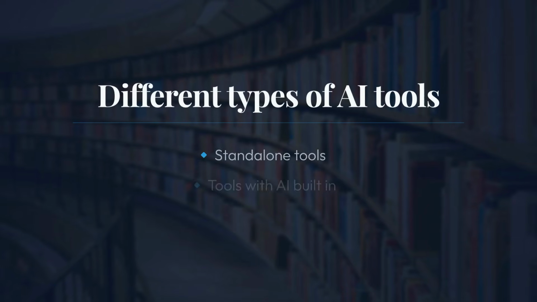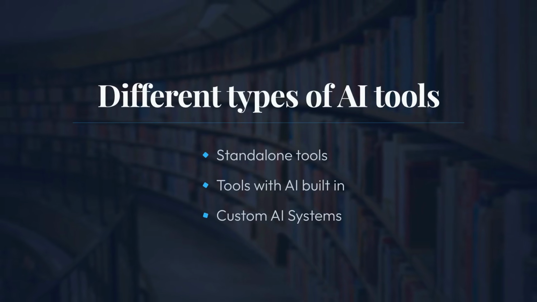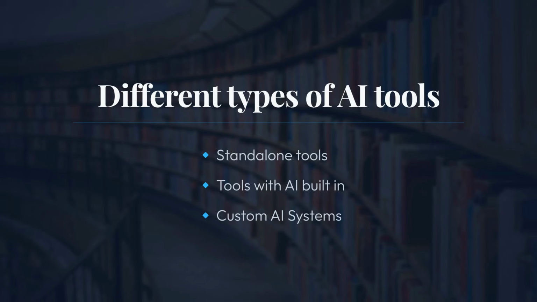If you felt confused by the flood of AI products out there, here's the one map that actually clears it up. There are only 3 kinds of AI tools you'll ever run into: standalone tools, tools with AI built in, and custom AI systems. Let me show you what each one actually looks like.